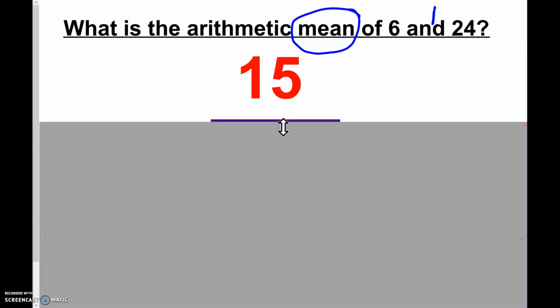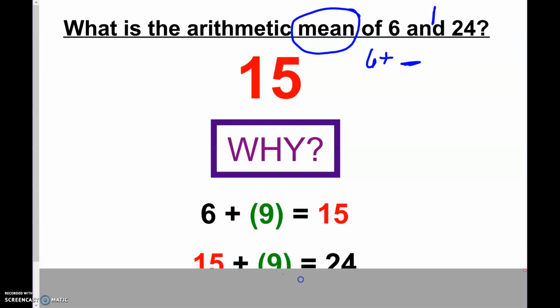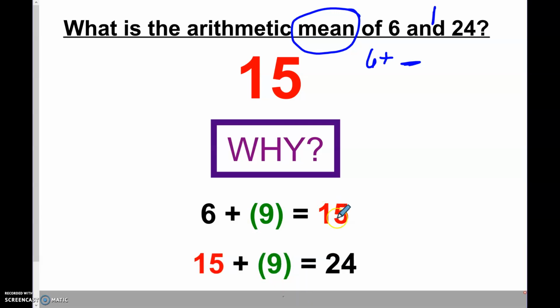Well, it is 15. So, 6 plus 9 gives you 15, and then if you go 9 one way from 15, we get to 24, and if you go 9 the other way, we get to 6. So the number that is dead smack in the middle is going to be 15.